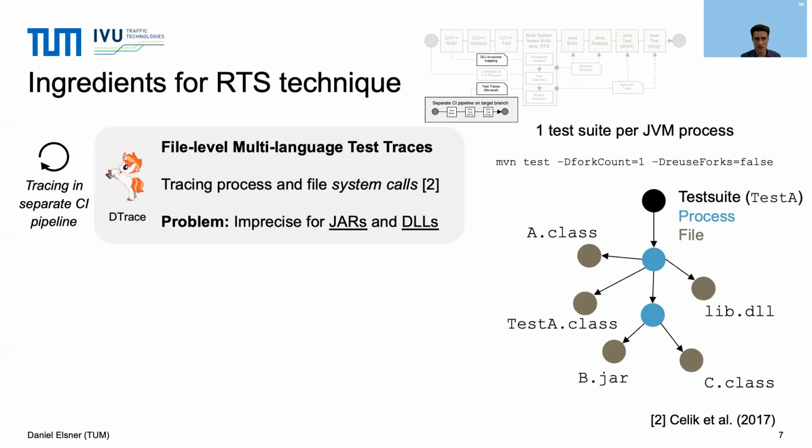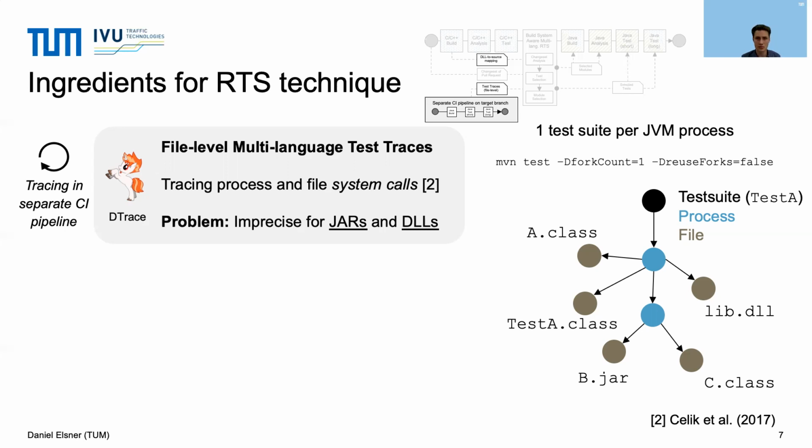And here I have an illustration of what the tracing actually looks like for one sample test suite. So say you have one test suite, and in this case, this is a JUnit test suite. And this test suite is forced to run in its own JVM process. We can do this by running this Maven command that I've put here. By using system call tracing, we can analyze which processes are spawned by that JVM process, so by that test, and which files are accessed while the test is executing. And we can see here that there are several class files, a jar file, and a DLL file accessed.